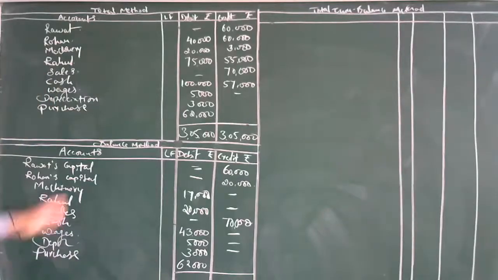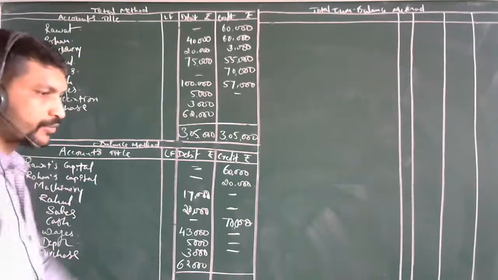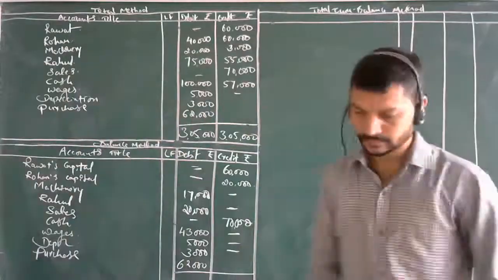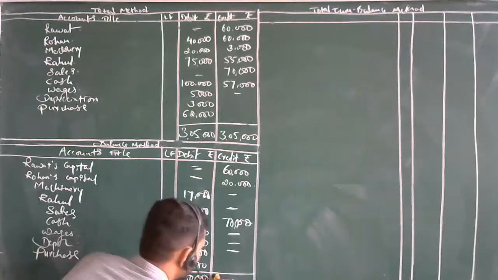Down balance for the balance method. Now, wait. Make it very fast. While you are providing me the answers, you have to copy down the same things as well. 1,50,000, both sides. So these both methods got completed.